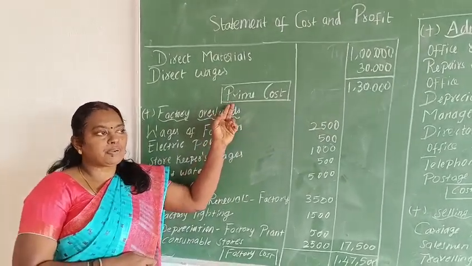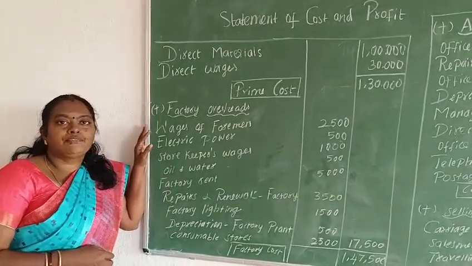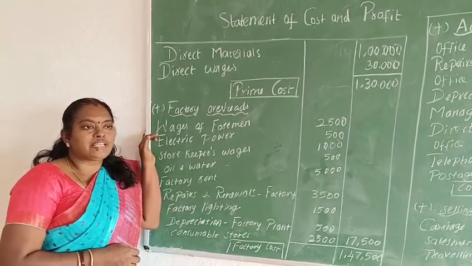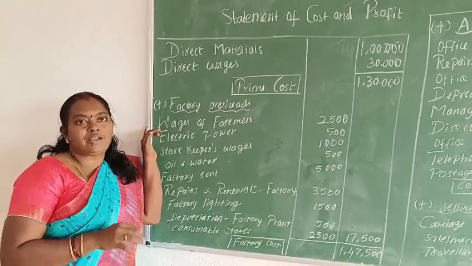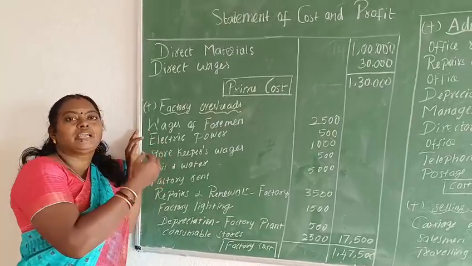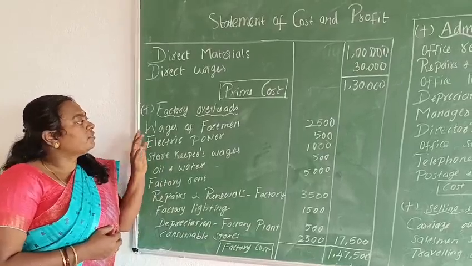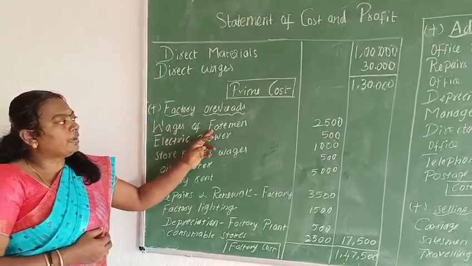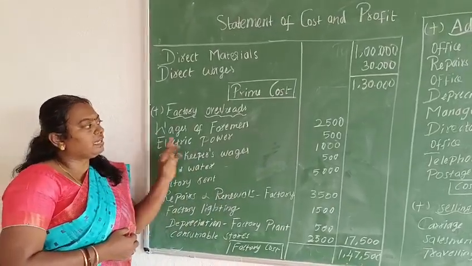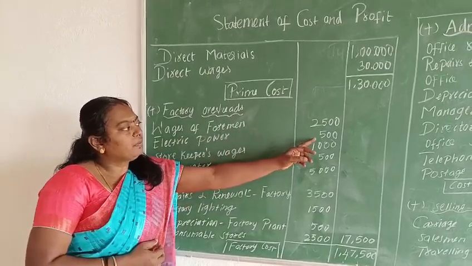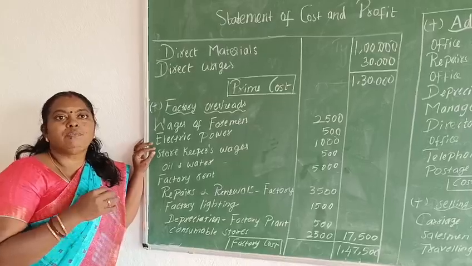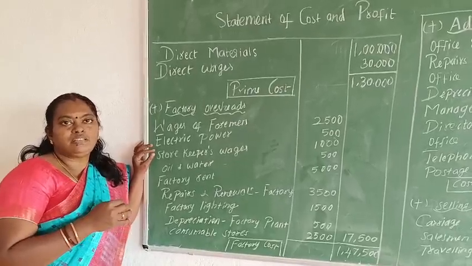After calculating this prime cost, we have to calculate the factory overheads. Factory overheads are the expenses which are incurred inside the factory. So, the expenses incurred inside the factory come under the head factory overheads. We are giving wages for foreman rupees 2,500, and for electric power we are paying the electric bill 500. For storekeepers wages, in each and every factory there will be a store to maintain the stock.